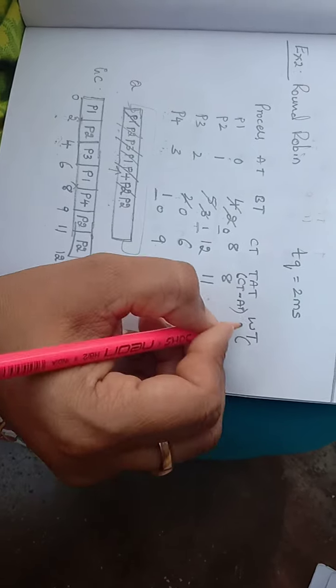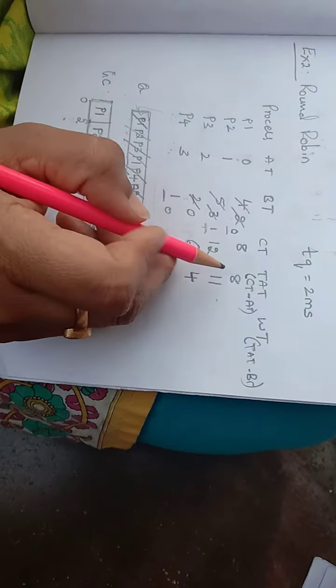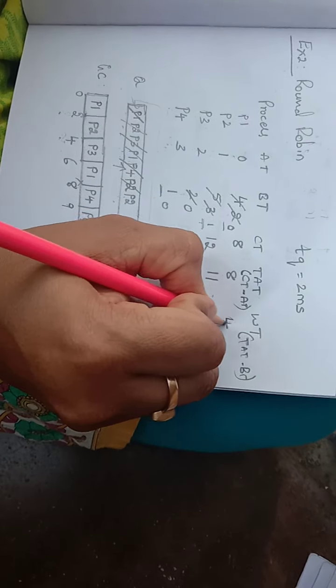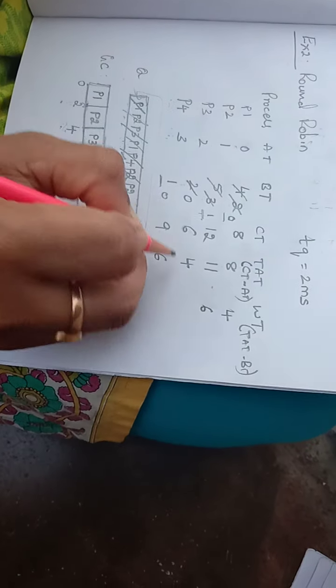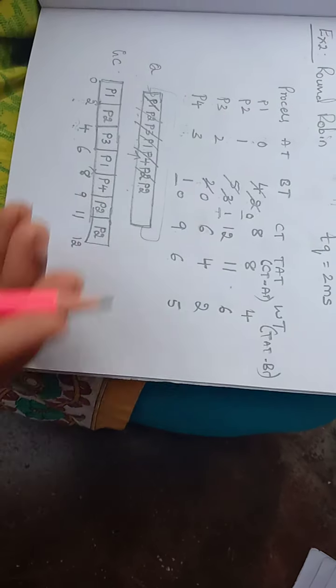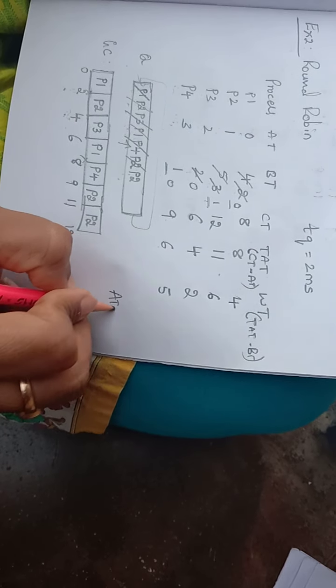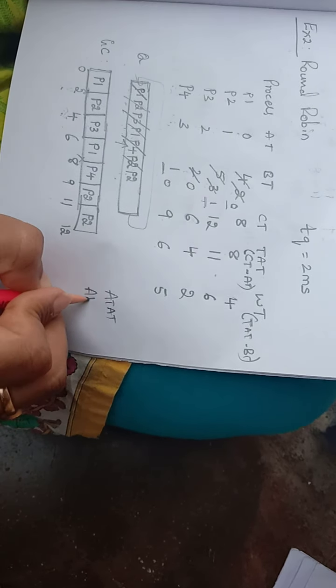And the waiting time WT would be TAT minus BT, which would be 8 minus 4, 11 minus 5, 4 minus 2, 6 minus 1. When you sum up all these values and divide by the number of processes, you will get the average TAT and average WT.